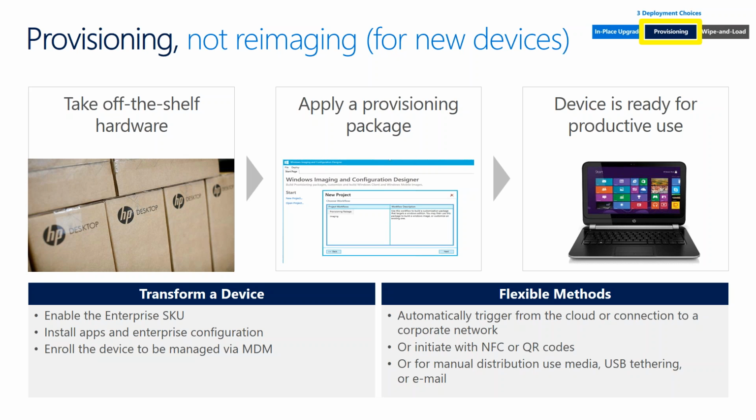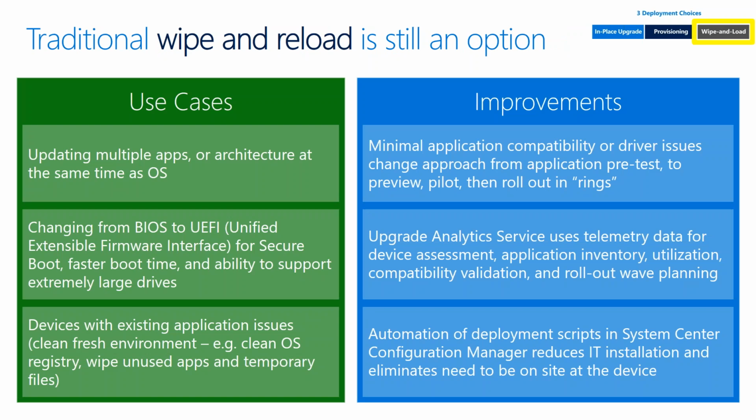Maybe for remote users, if they have a device they need to get imaged because it's outside the network, that might be a good option. And of course the traditional wipe and load, right? Where if you're going to be updating multiple apps, going 32-bit, 64-bit, at the same time as imaging the OS, trying to get UEFI from BIOS, or you already have some issues on the device. It's not a super clean OS. Maybe your users have local admin privileges, and who knows what they did. You probably might still want to go with a wipe and load to get to a standard image there.